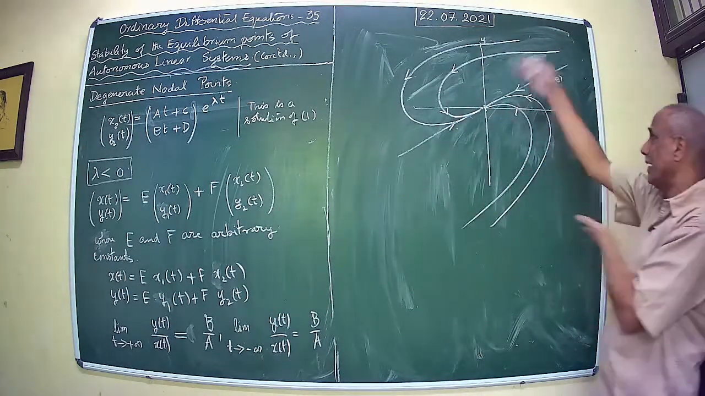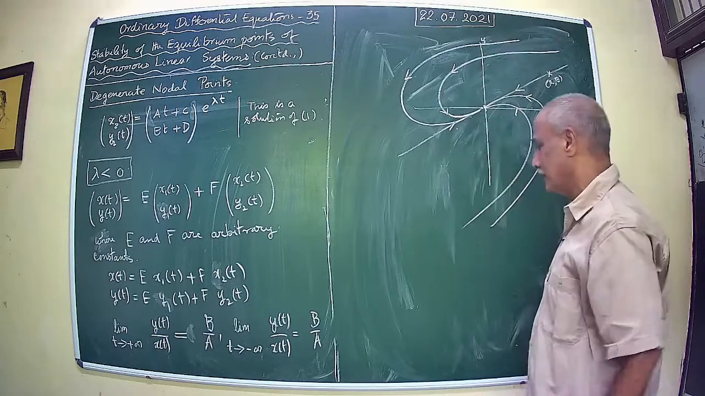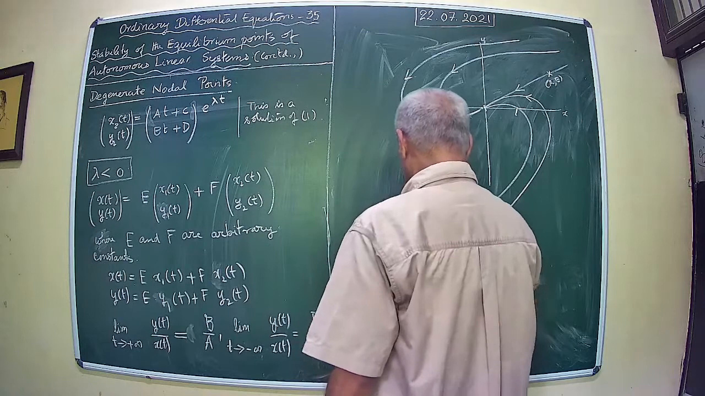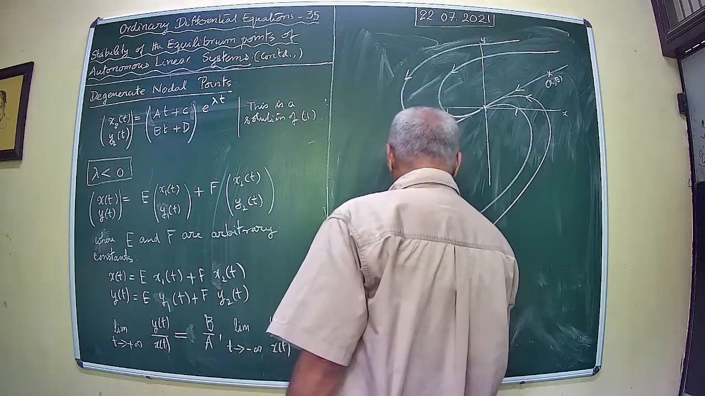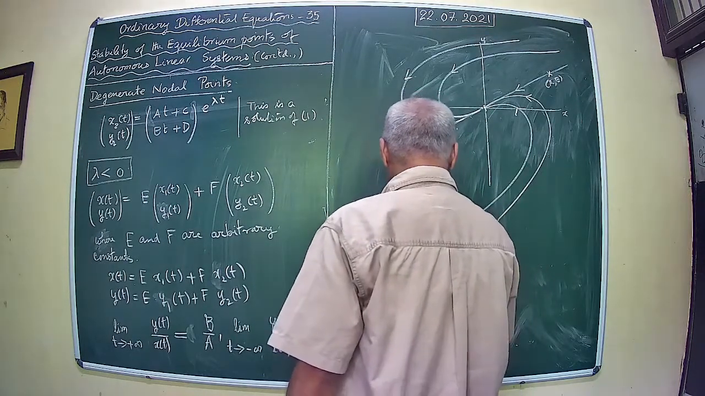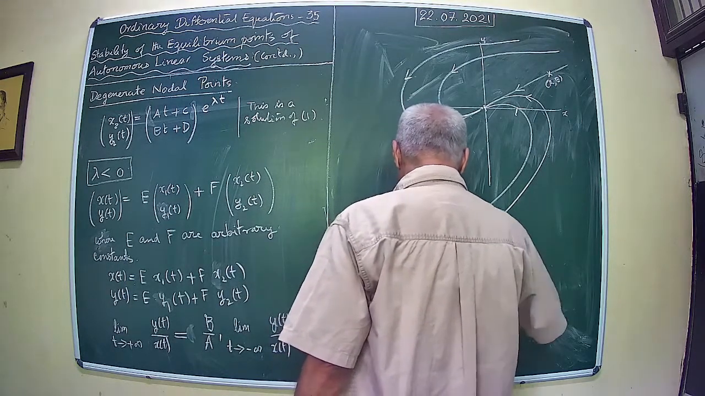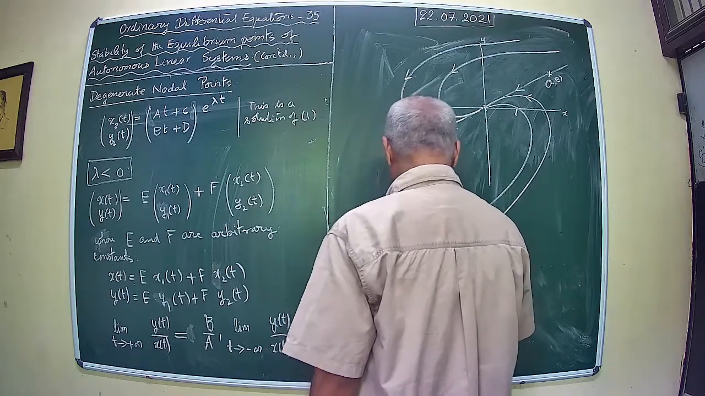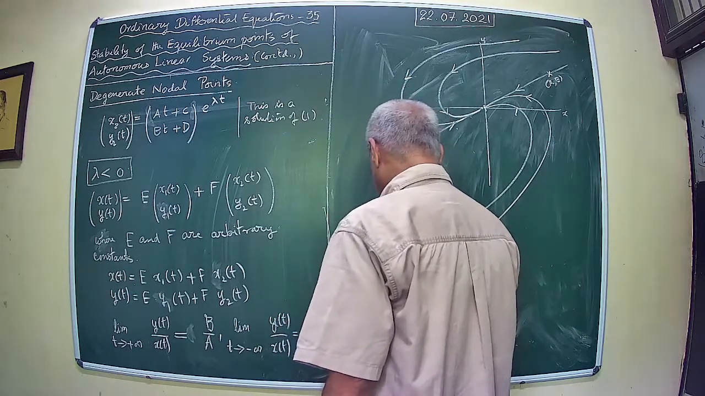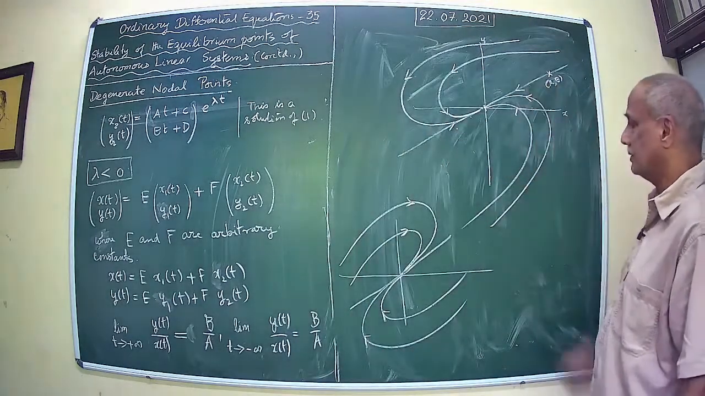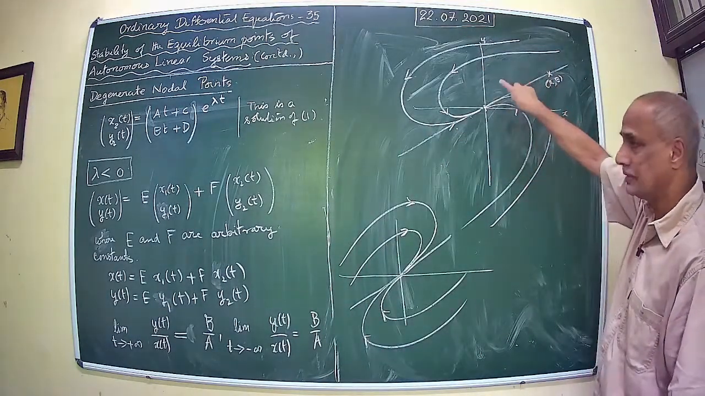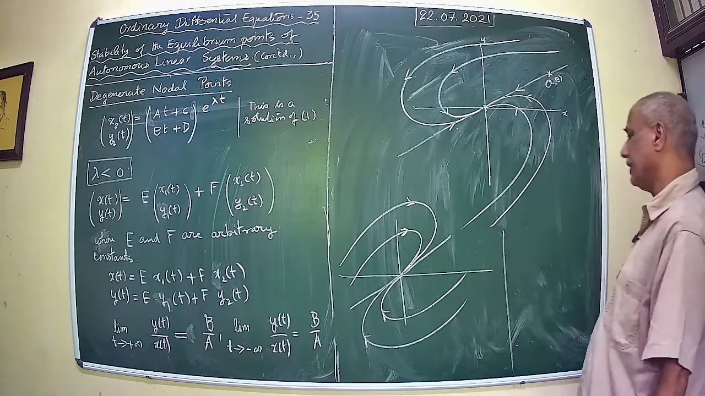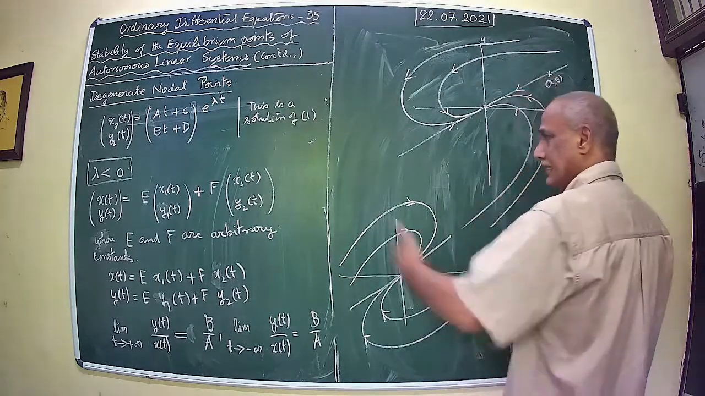Now you might ask why like this? Can you not draw like this? The other scenario is equally possible. But what distinguishes the two? Let us analyze this. There are two possibilities. Either you could have a picture like this or you could have a picture like this. But which one do you get? Let us analyze this.